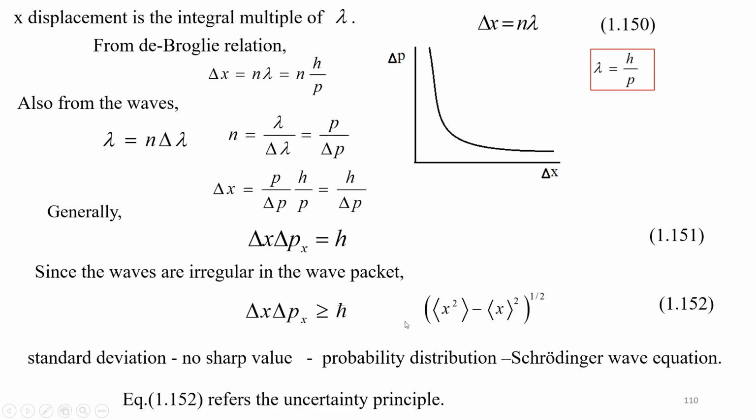And this Δx, as I said, is the spread, which in mathematics is nothing but the standard deviation, that is the variance, or rather the square root of the variance. So there is no sharp value, and there will be a small spread. This is connected with the probability distribution. But here any quantum system is connected with ψ, which is the probability amplitude. The solution for the probability amplitude one can derive from the Schrödinger equation. So equation 1.152 refers to the uncertainty principle.